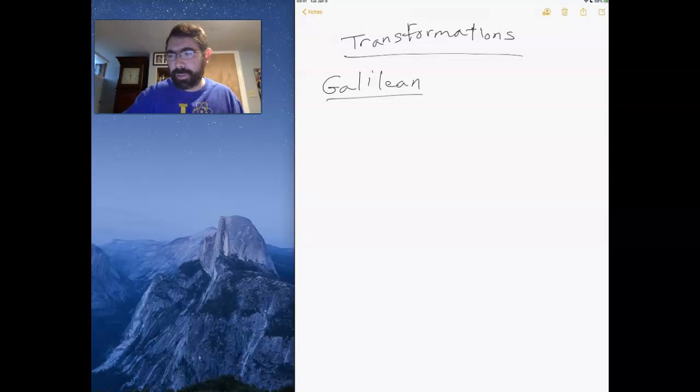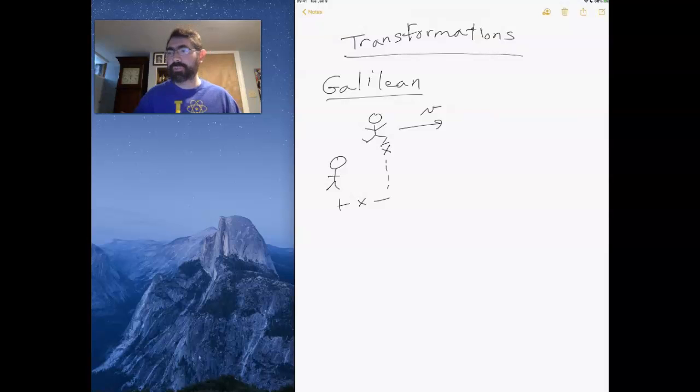if I have a person who is moving with some velocity v, and another person over here declares themselves to be at rest, then this is the barred system. So x bar, and then this person would measure a distance x from there.